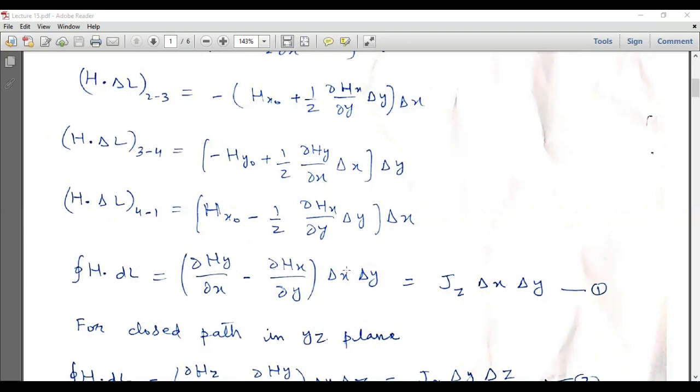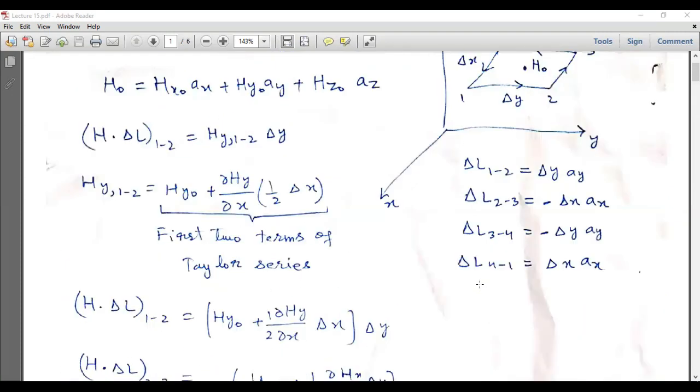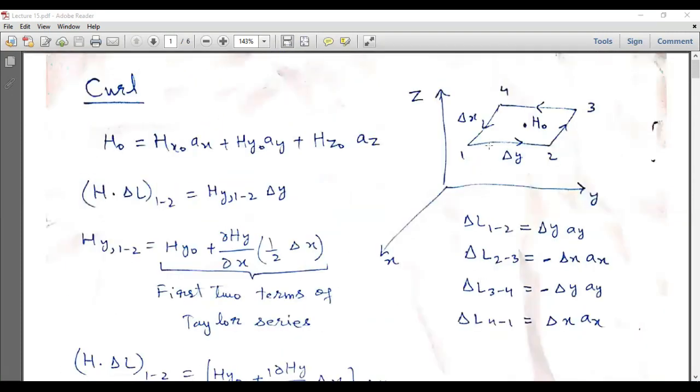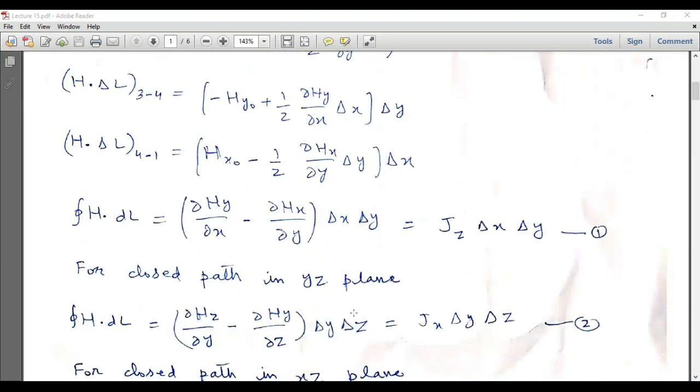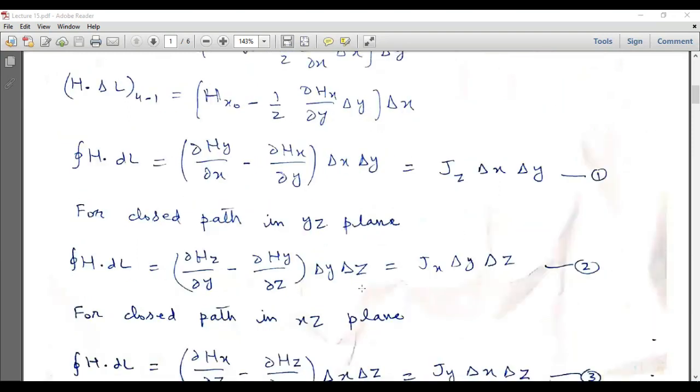So this is equal to J, and this is dS, and dS is equal to dx dy, and the unit vector is az, and this is actually J, so J dot az will be equal to Jz. So this is the z component of the volume current density, and this expression is equal to Jz delta x delta y. So this Ampere's law has been applied on this path, and this path actually lies in the xy plane, right?